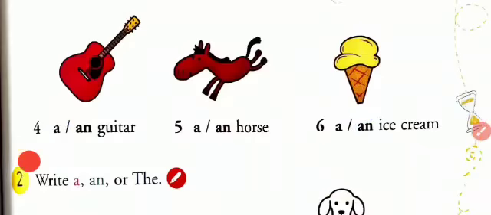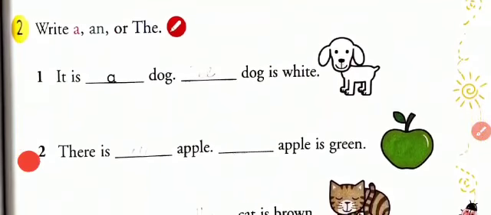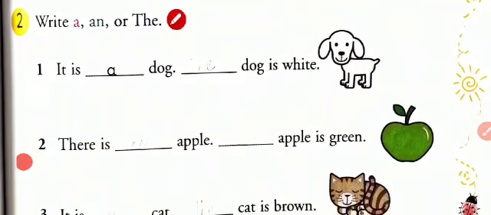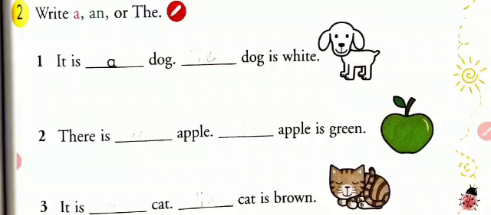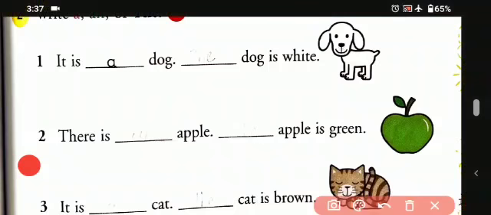So now there is another exercise. Write a, an or the. So now we will be filling in the blanks with a, an or the. So let's begin. It is a dog. The dog is white. So that means the dog is white is being denoted. So we will be writing here the dog. When the things are denoted, before that we use the, whether it is a vowel or a consonant.